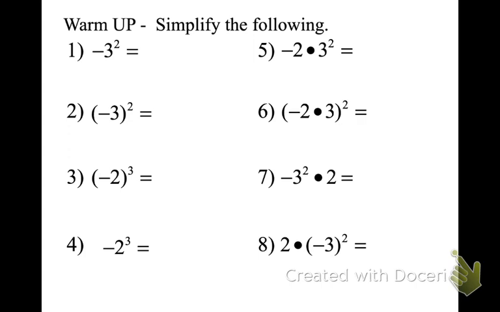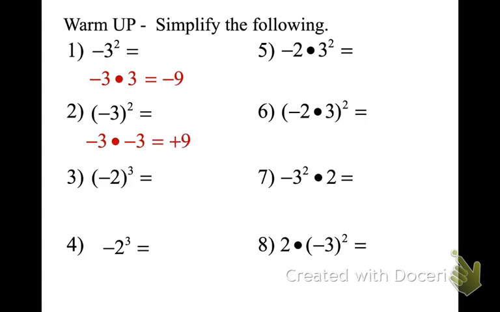Okay, so what I really want to know is, what does this mean when we expand it out? This really talks about -3 squared. What is the base of that exponent? The base of the exponent is just the 3, not the negative. So this really means -3 times 3, and that simplifies to -9. On number 2, when we expand it out, the base of the exponent is the entire parentheses. So it's -3 times -3, which is +9.